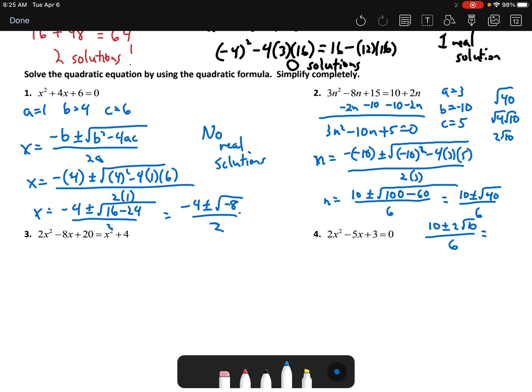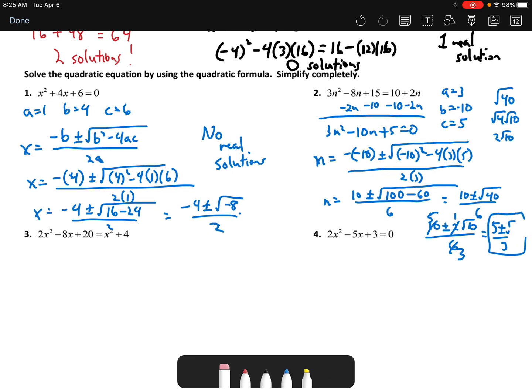And if we're going to keep it real, and I'm not going to use my calculator, all I'm going to do is divide by 2. So 5 plus or minus radical 6 all over 3 is our answer, because 2 goes in there 3 times, 5 times, and 1 time. So 5 radical, that shouldn't be 6, should it? Sorry, that's a 10. 5 plus or minus radical 10 all over 3.